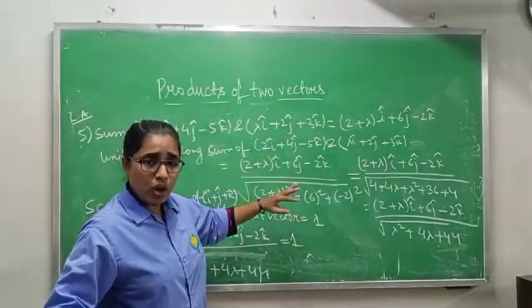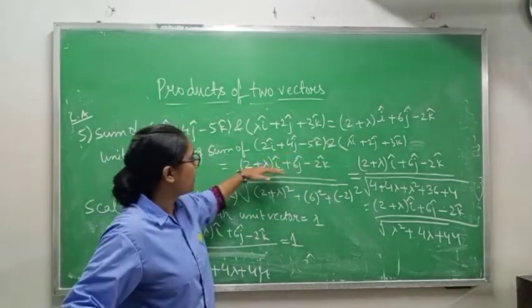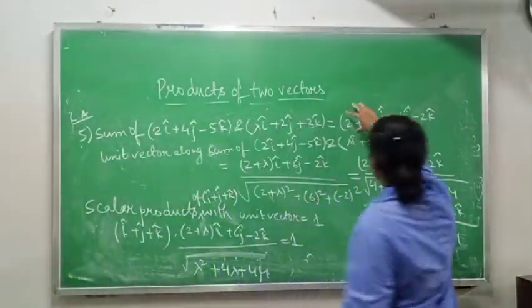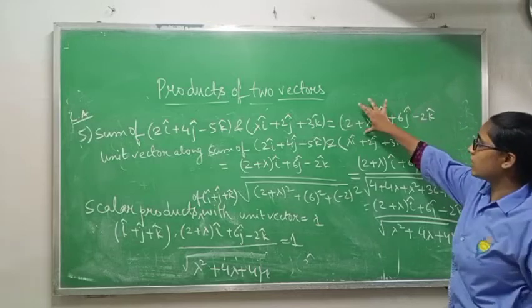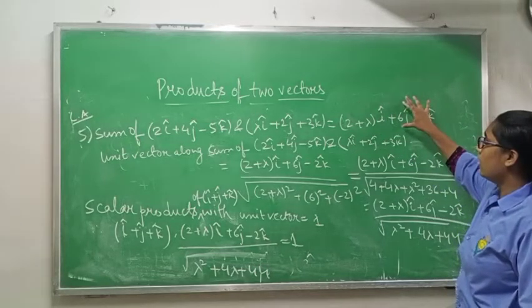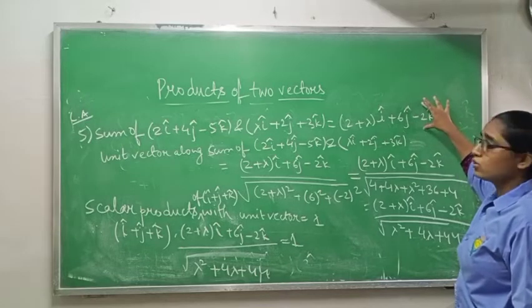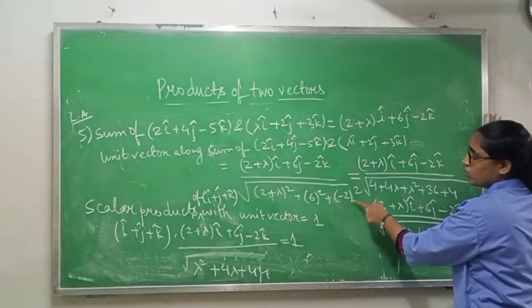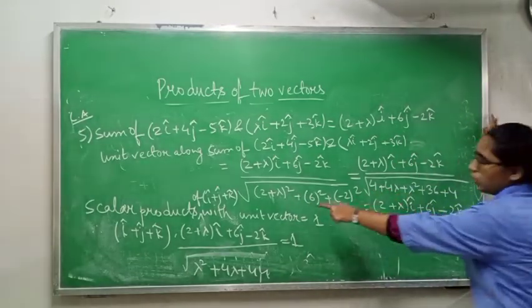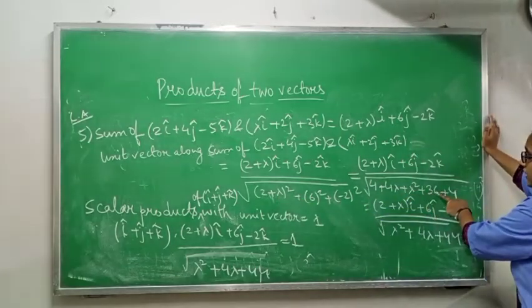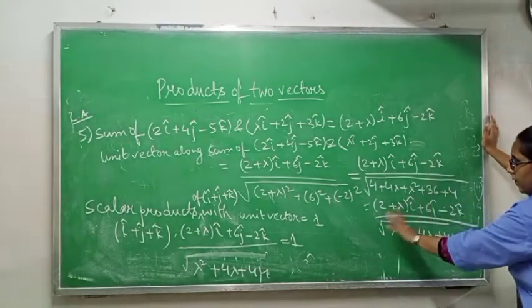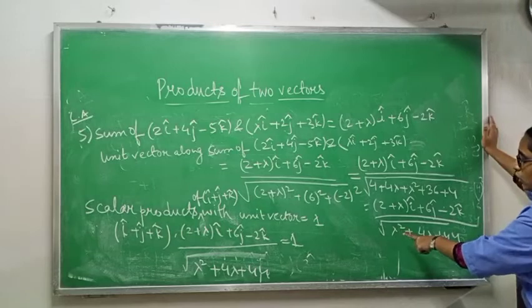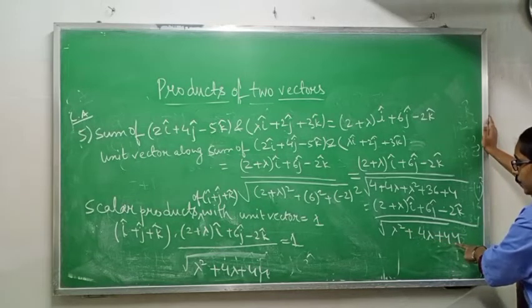the vector divided by its mod, you know how to find. So I am writing 2 plus lambda i cap plus 6j cap minus 2k cap over the mod of the scalar components of i, j and k. 2 plus lambda is the scalar component of i, 6 is the scalar component of j and minus 2 is the scalar component of k. So 2 plus lambda whole square plus 6 square plus minus 2 whole square. You will get 4 plus, in the formula a plus b whole square, this, plus 36 plus 4. After solving I am getting 2 plus lambda i cap plus 6j cap minus 2k cap by root over lambda square plus 4 lambda plus 44.